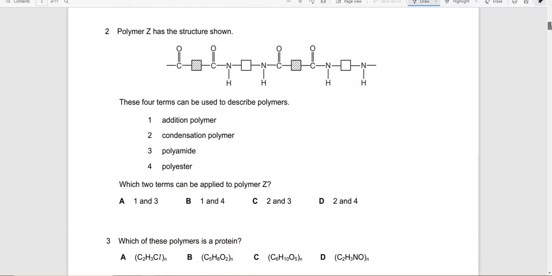These four terms can be used to describe polymers: addition, condensation, polymer, polyester. Which two terms can be applied to polymer Z? Obviously, it is a condensation polymer. It looks like a nylon structure, and it is a polyamide. It's not a polyester. So 2 and 3.